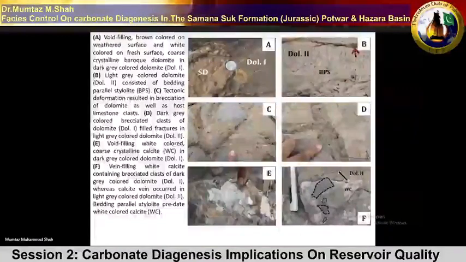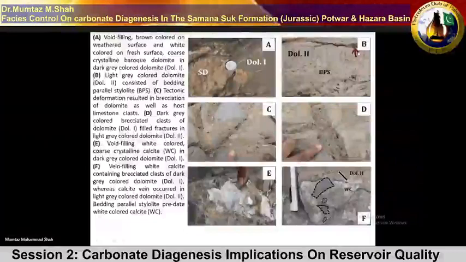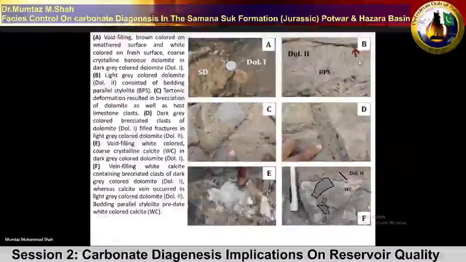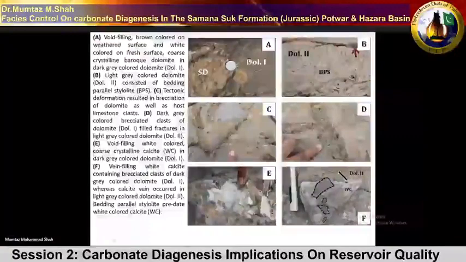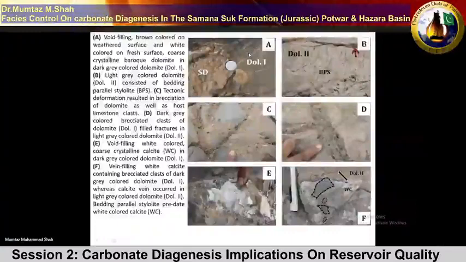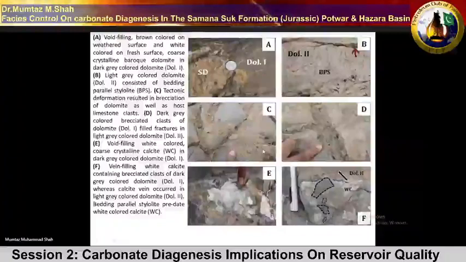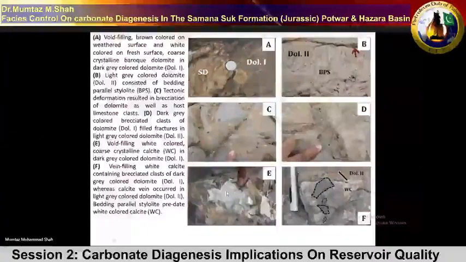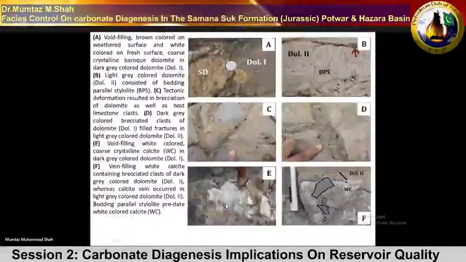Similar examples we can see over here, where we have some bedding parallel stylolites, sorry, which we can see over here. Then we have this fracture filling dolomite, which is cross-cutting the earlier formed dolomite as Dol1, and we can see some excellent fracture filling or brecciation phenomena which can be observed over here as well. This is a typical example of this off-white colored calcite, which can be seen in figure E.